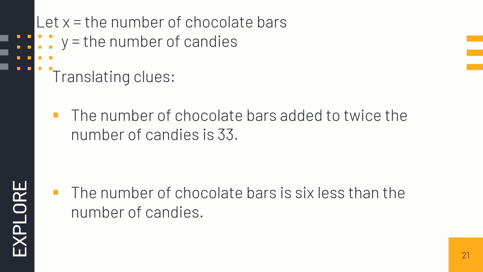So we let x be the number of chocolate bars and y the number of candies. If we're going to translate the two clues into equations, we're going to have x, the chocolate bars, plus 2y, twice the number of candies, equals 33. Then the second equation is x, the number of chocolate bars, equals y minus 6, which is 6 less than the number of candies. Is that clear, class? Yes! Okay, let's continue.